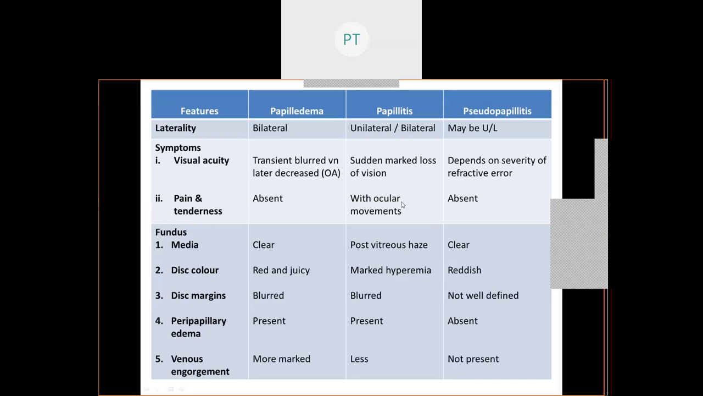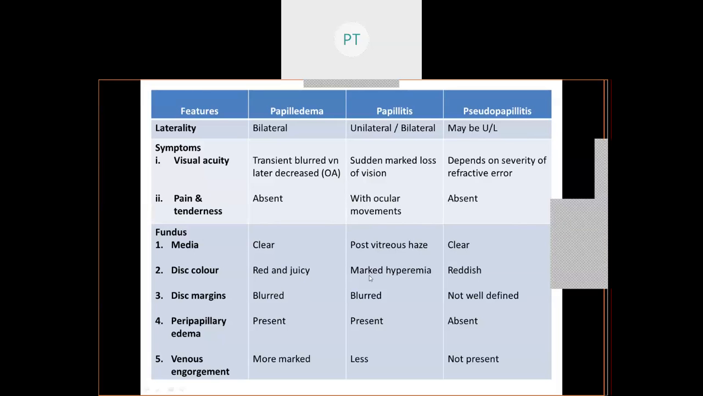pseudopapillitis. Okay, so papilledema is usually bilateral. Papillitis, we have already discussed. Papillitis can be unilateral or bilateral, and pseudopapillitis can be unilateral. Visual field, there can be a transient blurred vision, which can later be markedly decreased depending on the severity of the papilledema. Whereas in papillitis, there's sudden marked loss of vision. And in pseudopapillitis it depends on the severity of the refractive error. Now, pain and tenderness is absent in papilledema and pseudopapillitis, whereas in papillitis, it is present with ocular movements.